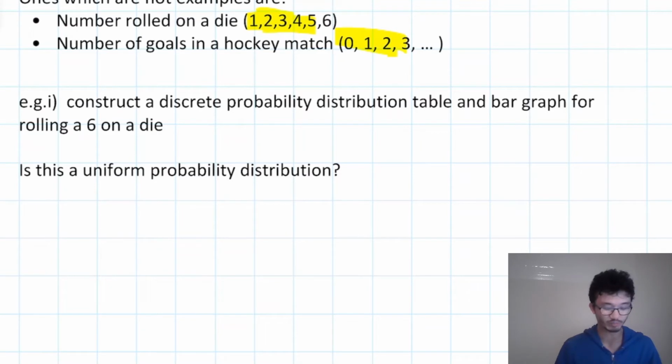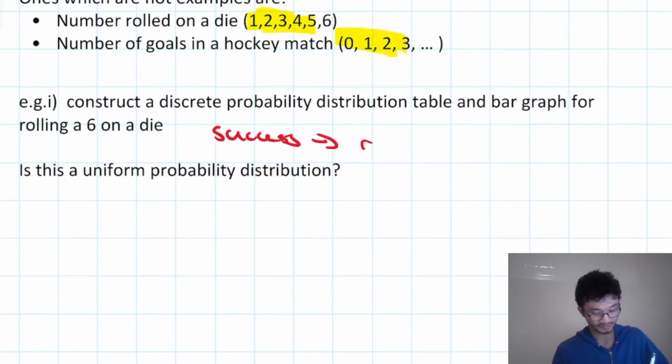Construct a discrete probability distribution table and bar graph for rolling a 6 on a die. So remember how I said there's success and failure? Basically, you have two outcomes here. The success would be rolling a 6, and the failure is not rolling a 6, right?